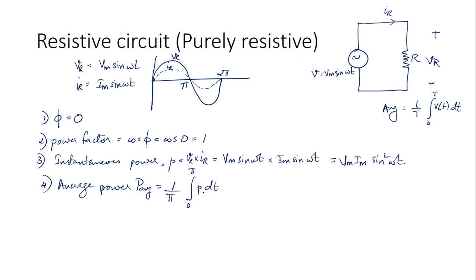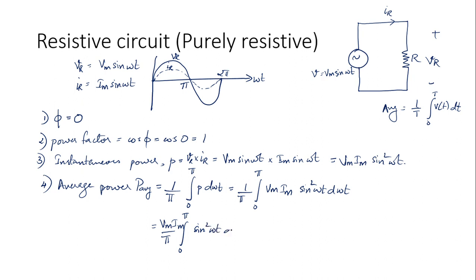Okay. So this is going to be my equation for the average power, and then I'm just going to make the substitutions. 1 by pi integral 0 to pi Vm Im sine square omega t. Since my axis is omega t, I'm going to integrate it with respect to omega t. I'm just going to take Vm and Im outside, so you will get 1 by pi integral 0 to pi Vm Im sine square omega t d omega t. Okay, so the remaining portion is a simple integration.